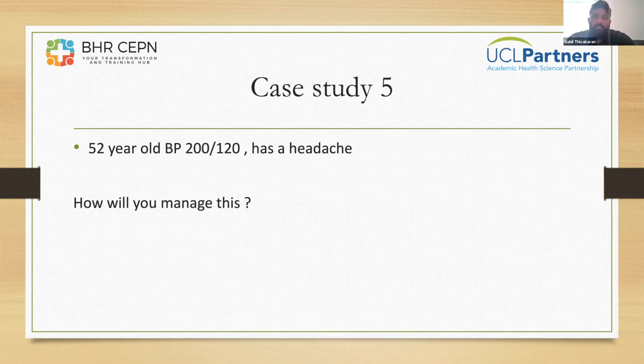Okay, so I think it's probably last but one. Right, now, 52-year-old, his blood pressure is 200/120. He's got a headache. What do you do? I really hope you get this right.